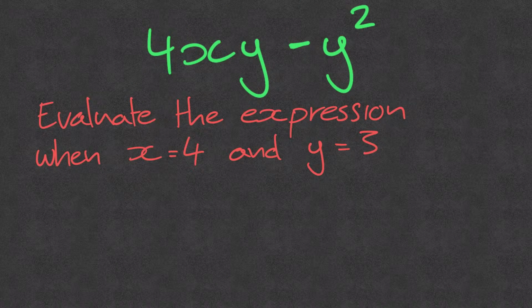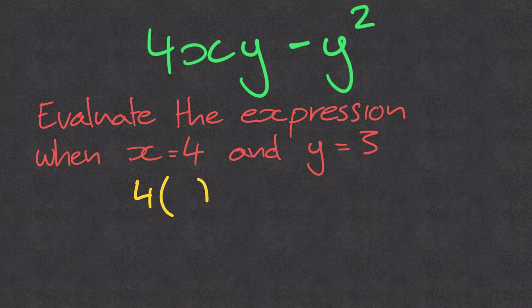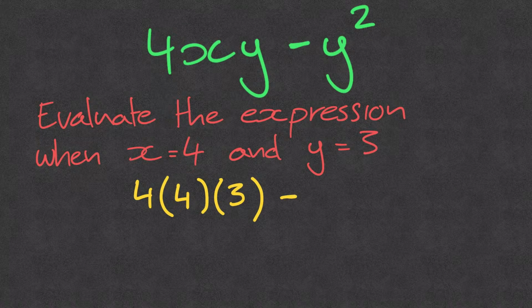So evaluate this expression when x equals 4 and y equals 3. So let's do the same thing. Let's write out our equation. But wherever we saw a letter before, we're just going to put a bracket there. And that's for the x, and we've been told x is equal to 4. And this bracket's for the y, and y is equal to 3. Then it's negative, and there's another y, that was equal to 3. And don't forget the squared up here.